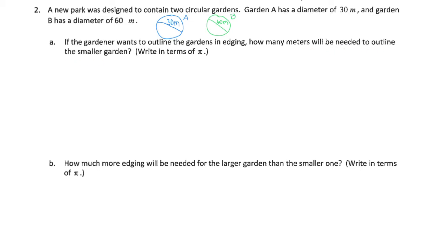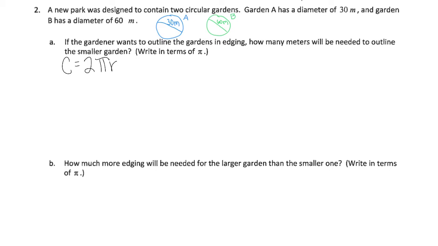And so we are going to want to find how many meters he will need to outline in this garden. Well, that means that he wants the distance around the circle. So what is the distance around a circle called? Well, that is called a circumference. So we're going to use the circumference formula to solve this problem. You will need to memorize this formula in order to do this problem on your test. The formula for circumference is C equals 2 pi r.